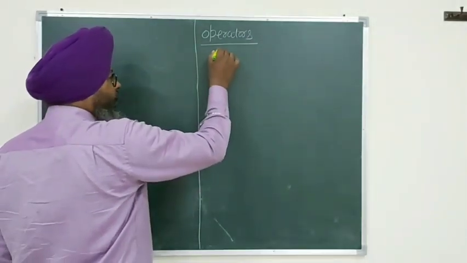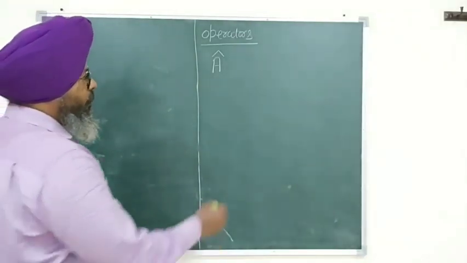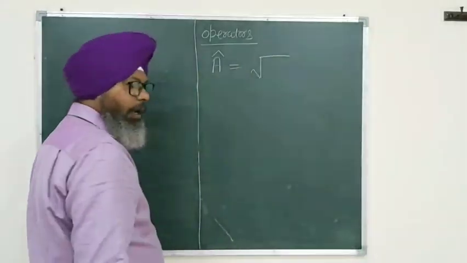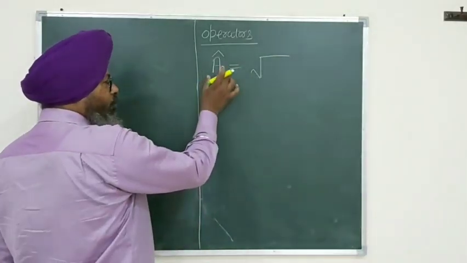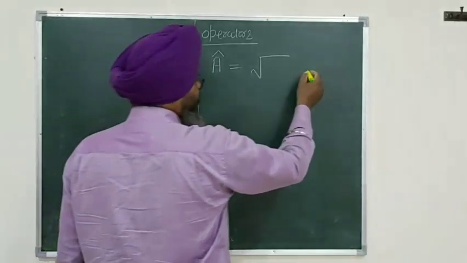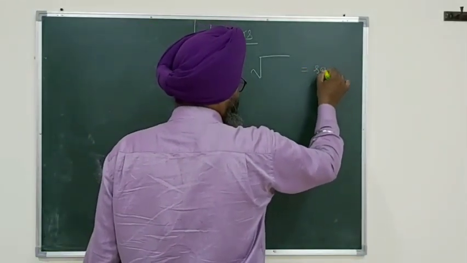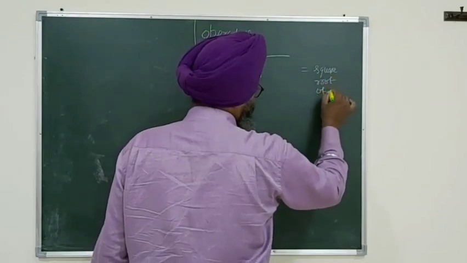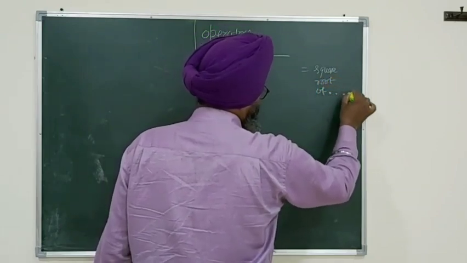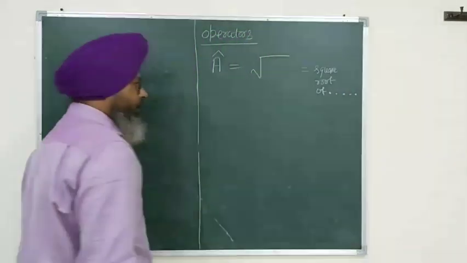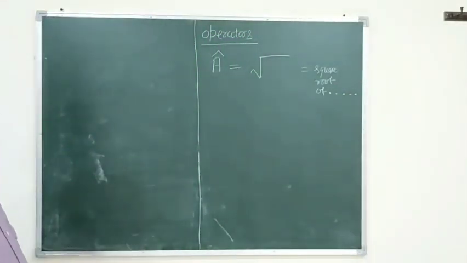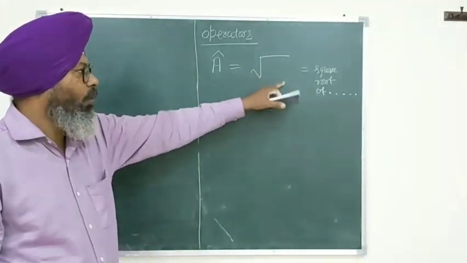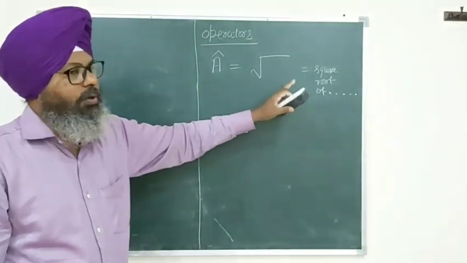Let A cap be an operator, and this operator is nothing but the square root. If you want to understand it, do not call it square root, call it as square root of, and I would put some dots. So this is an incomplete statement. Square root of. So this is square root of. What is A cap? Square root of.